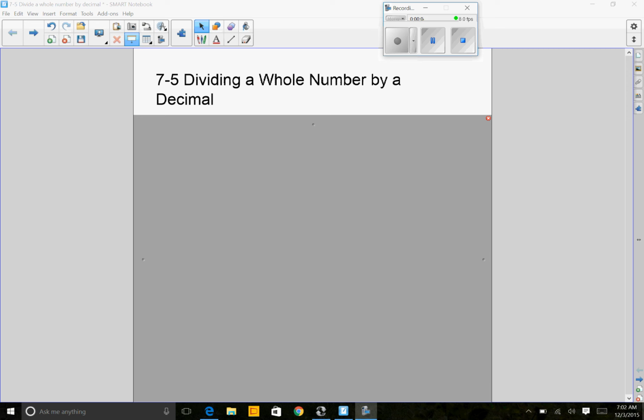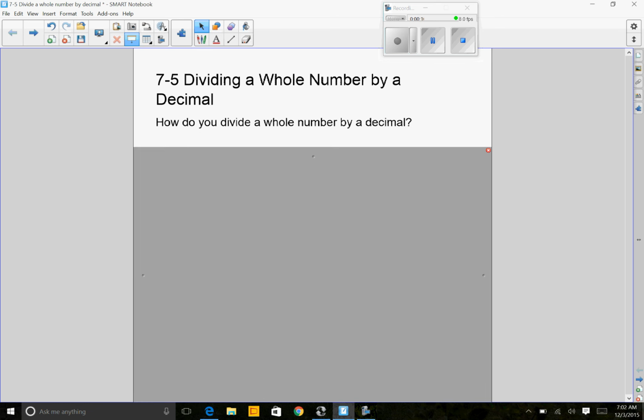This is topic 7, lesson 5, dividing a whole number by a decimal. So in this case, how do you divide a whole number by a decimal? Whereas before we did a decimal by a whole number, that was yesterday's, or 7-4's topic. Today we're going to go the opposite, and we're going to do a whole number by a decimal. This is a little bit more complicated.